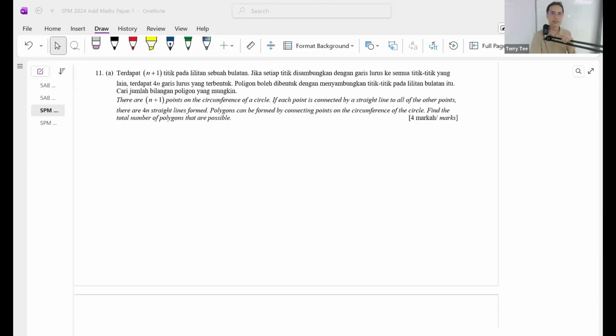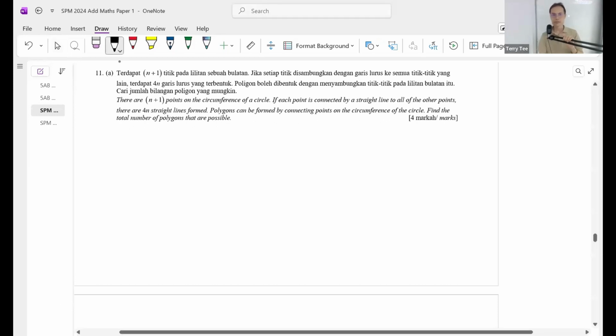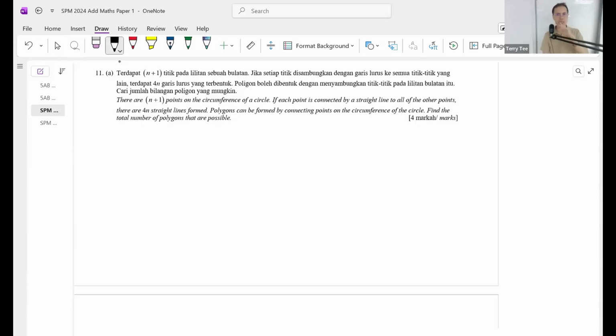Okay, question number 11. This is from permutation and combination from chapter 4. There are n plus 1 points on the circumference of a circle. Each point is connected by a straight line to all other points. There are 4n straight lines that are formed. A polygon can be formed by connecting points on the circumference of a circle. Find the total number of polygons possible.